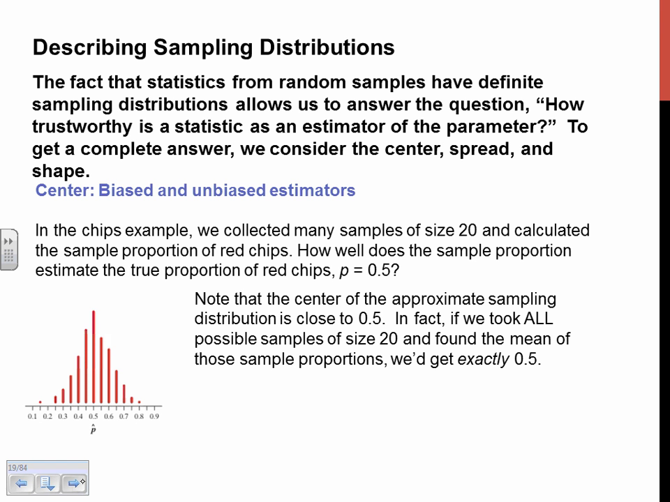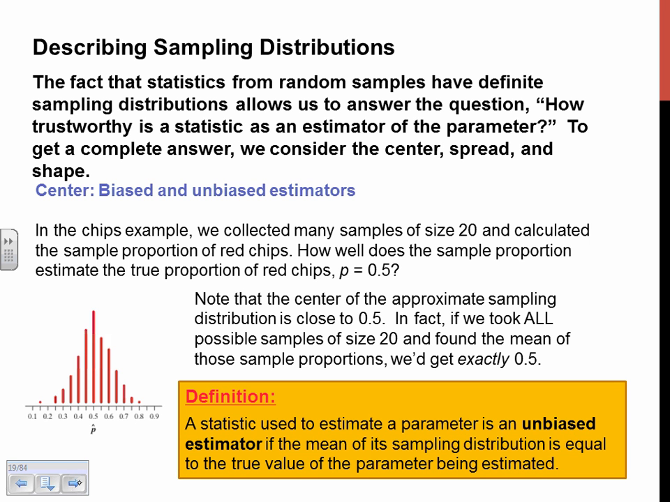So if I had that chips example, we collected many samples of size 20 and calculated the sample proportion of red chips. So how well does this sample proportion estimate the true proportion of red chips? So we can see that the center here was close to what they had of 0.5. And in fact, if you took all the samples of size 20, you'd find that you get exactly 0.5. So this tells us that this would be an unbiased estimator.